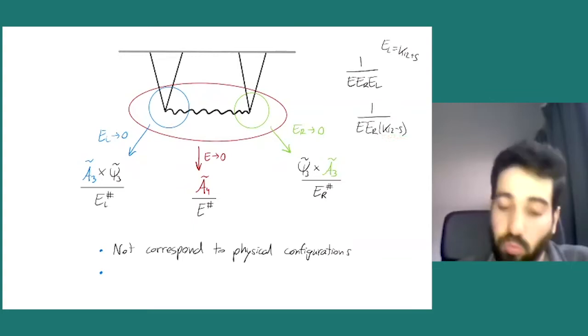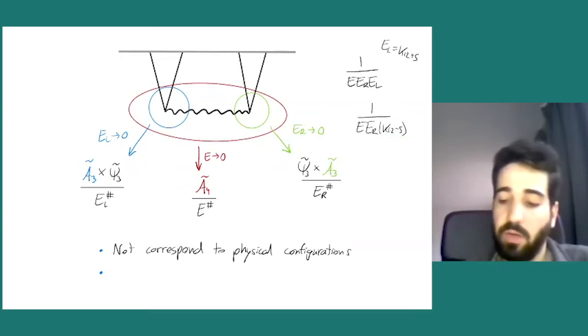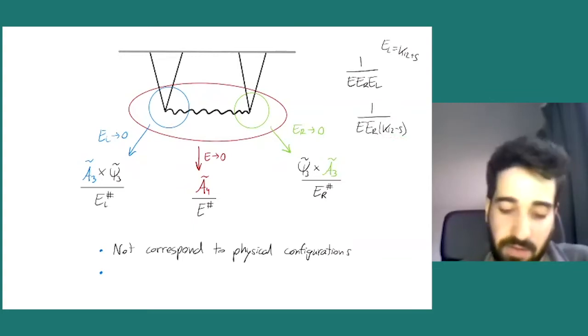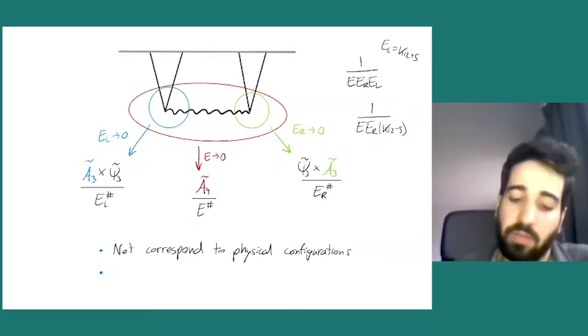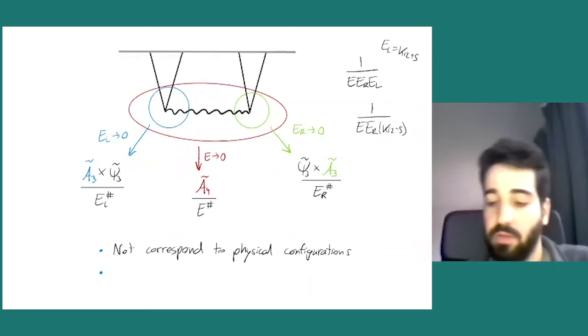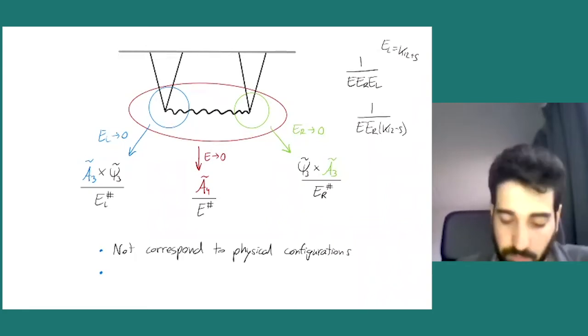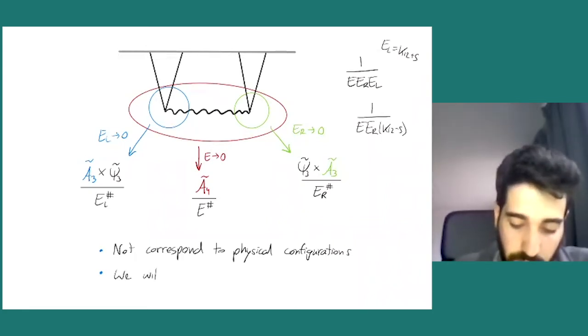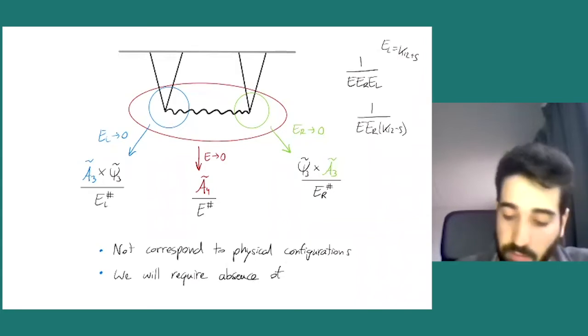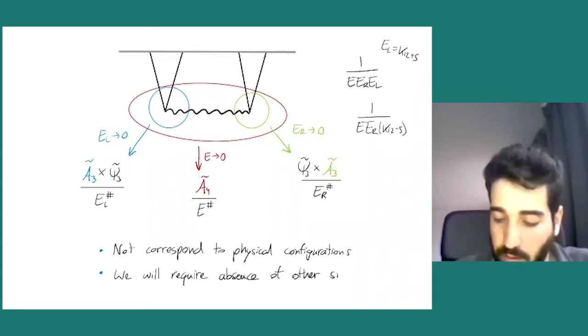So this is not good. We are not going to like it. Okay, this means that this correlator, this wave function coefficient, sorry, is not valid. It has a problem. So we will also require the absence of other singularities.